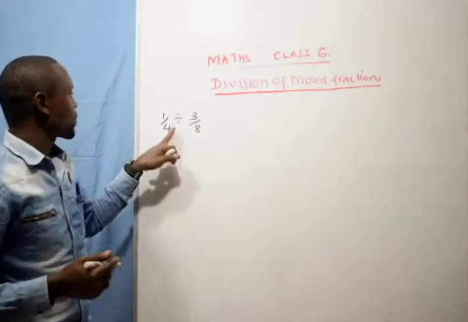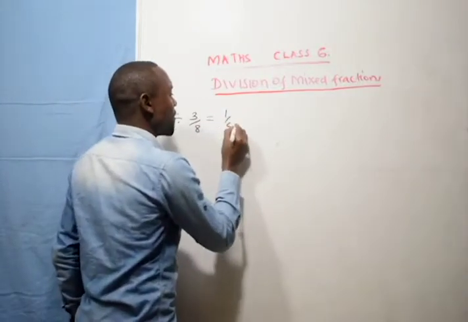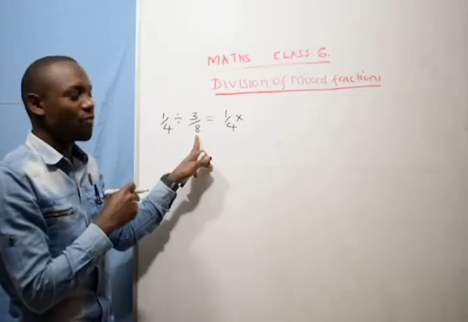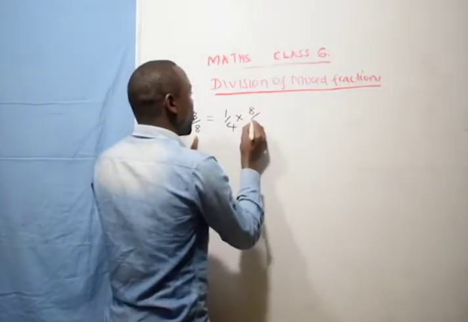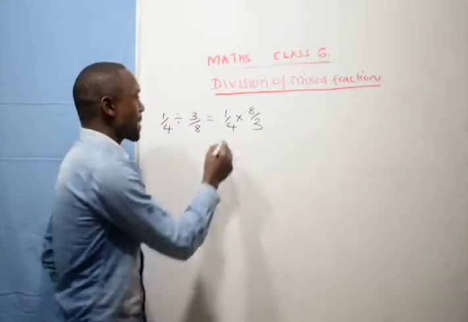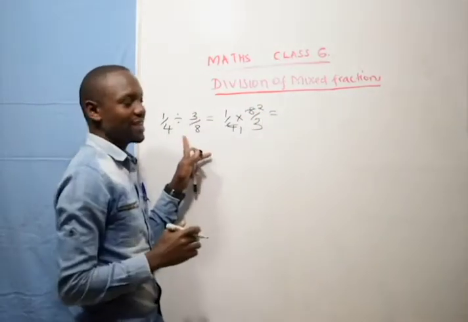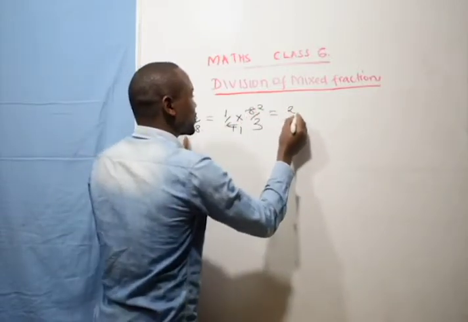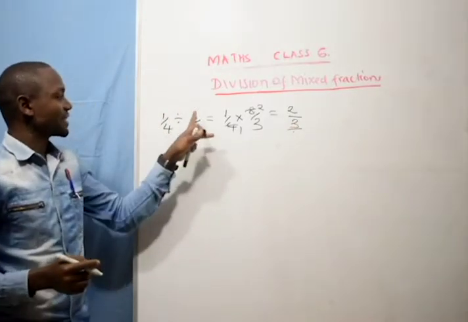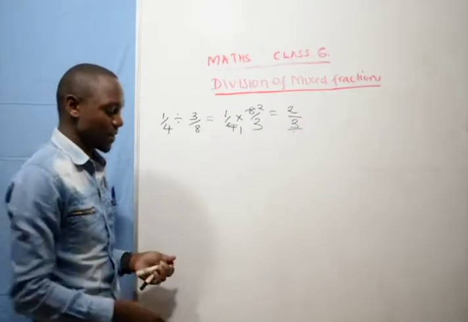For example, in this case, 1 over 4 divided by 3 over 8 is the same as 1 over 4. Step 1, change the division sign to multiplication, times, then you take the reciprocal of this fraction, so it becomes times 8 over 3. The reciprocal of 3 over 8 is 8 over 3. So from there you simplify by 4, 1 by 4, 2. So 1 times 2 is 2 over 1 times 3, which is 3. So 1 over 4 divided by 3 over 8 is the same as 2 over 3. That is what we said in the previous lesson.